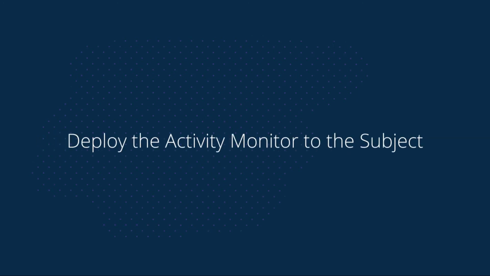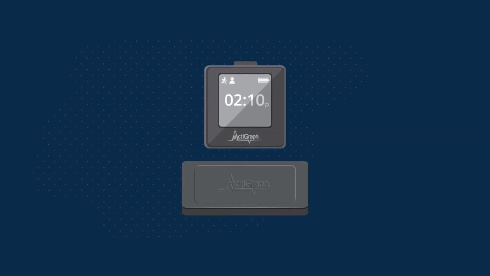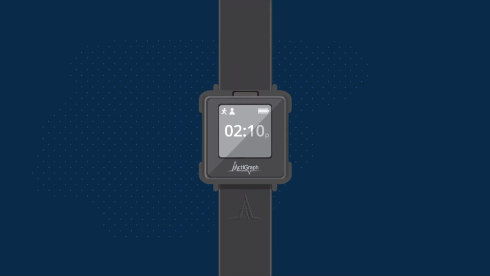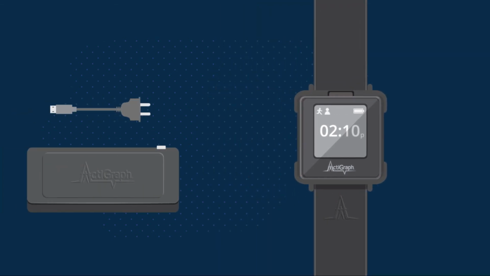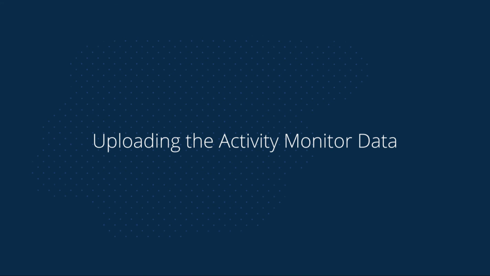Now we move into deploying an activity monitor to a subject. Remove the activity monitor from the dock and insert it into the wristband or belt clip and give it to the subject, along with the appropriate charging accessories. Provide the subject with the specific instructions on how and when to wear, charge, and return the activity monitor outlined in the site manual. Subjects are typically instructed to bring the activity monitor with them to one or more site visits for a data upload.